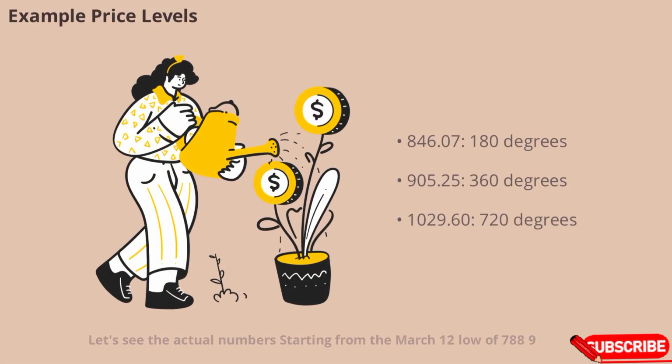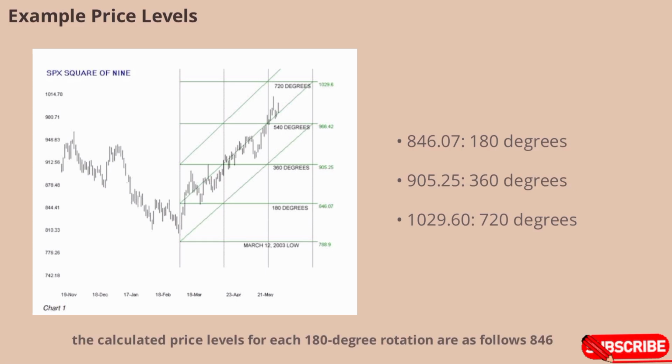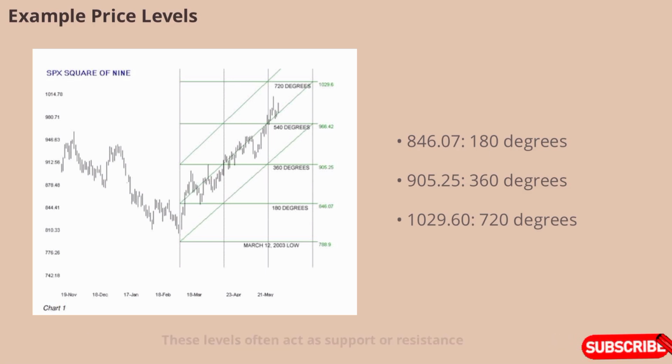Let's see the actual numbers. Starting from the March 12 low of 788.9, the calculated price levels for each 180-degree rotation are as follows: 846.07 for 180 degrees, 905.25 for 360 degrees, 966.42 for 540 degrees, and 1029.6 for 720 degrees. Draw horizontal lines at these price points on your chart. These levels often act as support or resistance, helping you anticipate where price might react in the future.